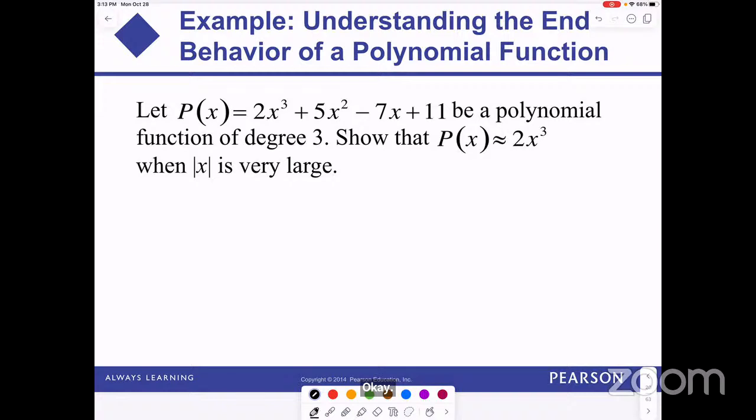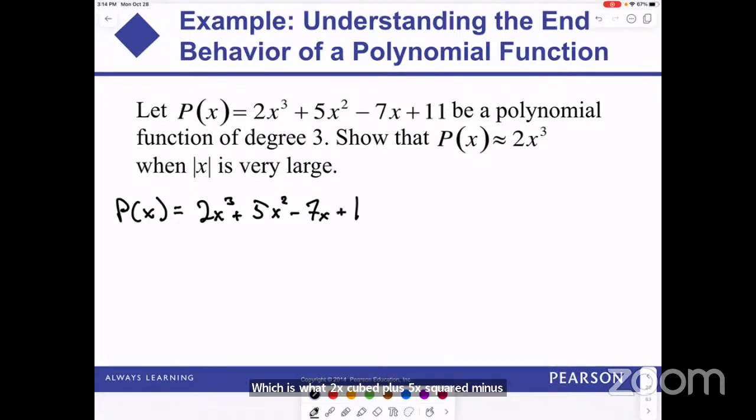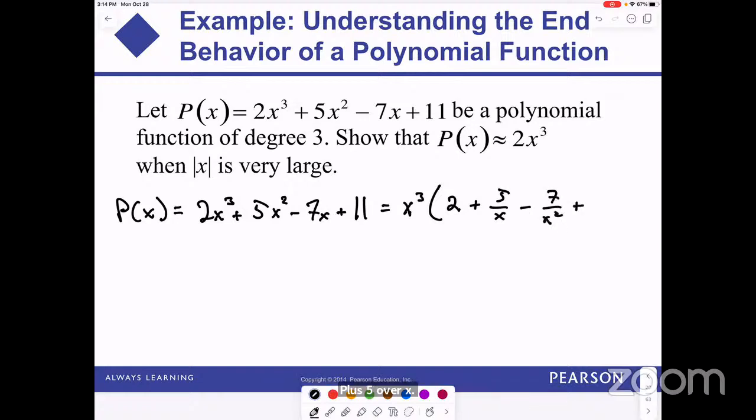So if we start with our polynomial, which is 2x cubed plus 5x squared minus 7x plus 11. Now what we'd like to do is let's factor out x cubed from all terms. And that's going to leave us with a 2 plus 5 over x minus 7 over x squared plus 11 over x cubed. Okay.